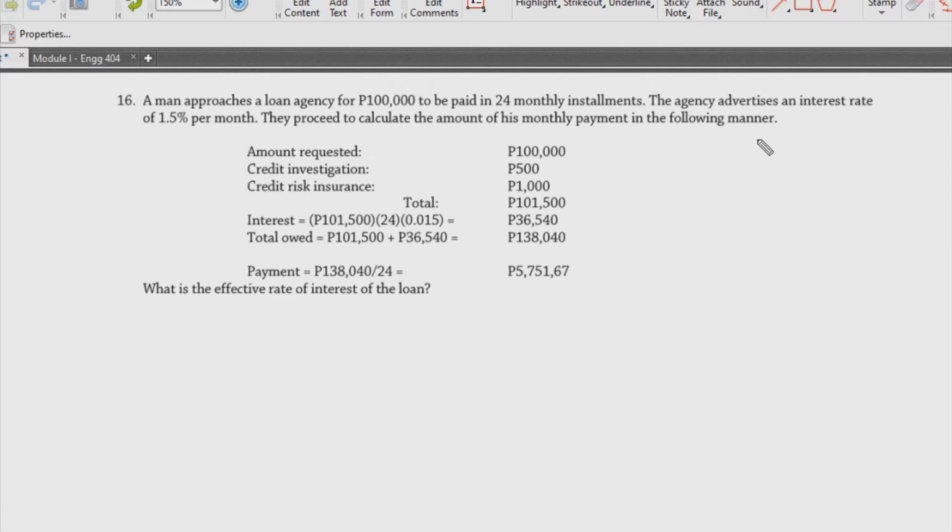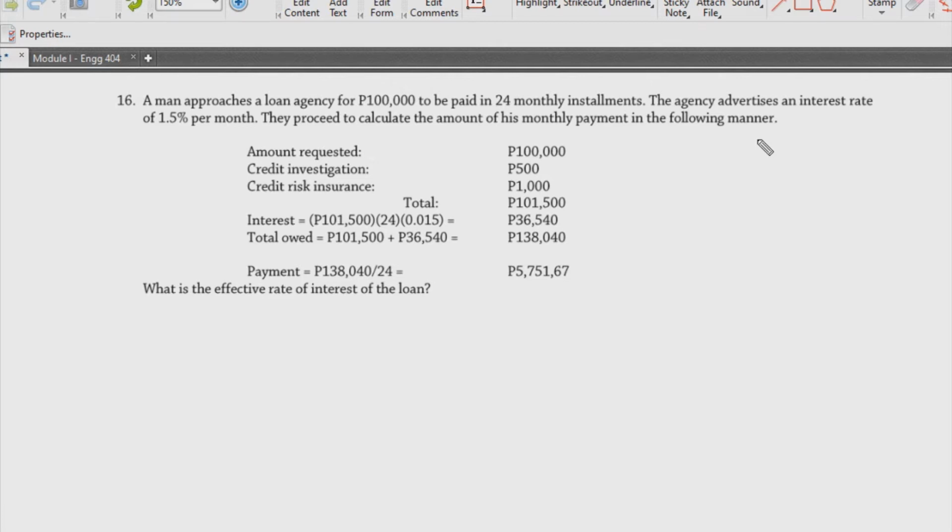Okay, so mag-proceed naman tayo sa number 16 and let me just read the problem first. A man approaches a loan agency for 100,000 to be paid in 24 monthly installments. The agency advertises an interest rate of 1.5% per month, and they proceed to calculate the amount of his monthly payment in the following manner. In short, ito yung pinapropose ng agency.